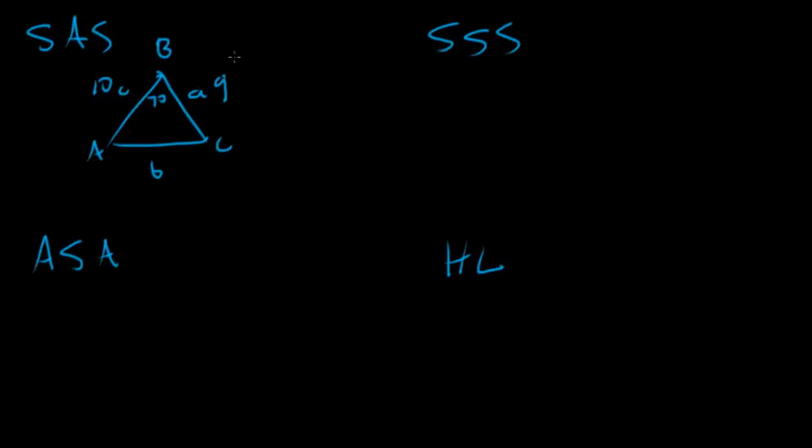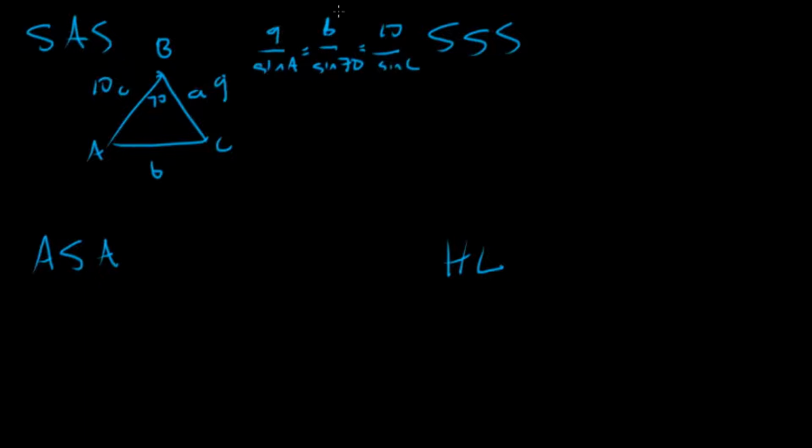The answer is, think about it for a second, all right? Well, let's write it out. We have 9 over sine A, B over sine 70, and 10 over sine C. All right, and there's the problem.